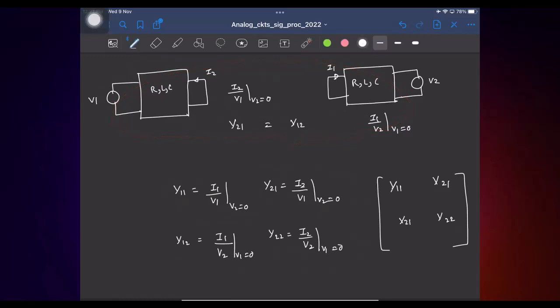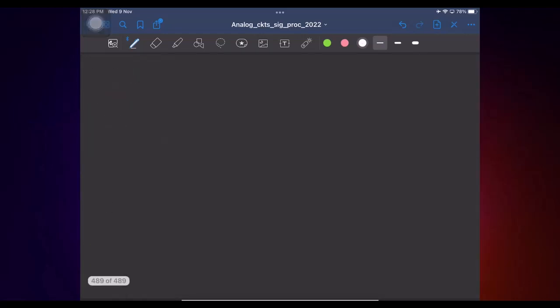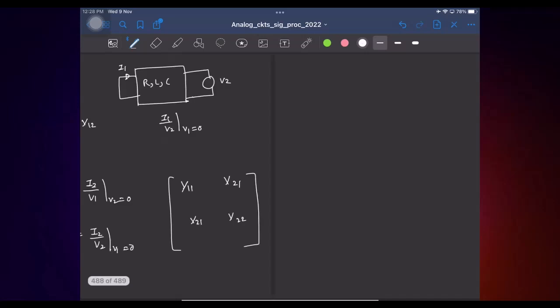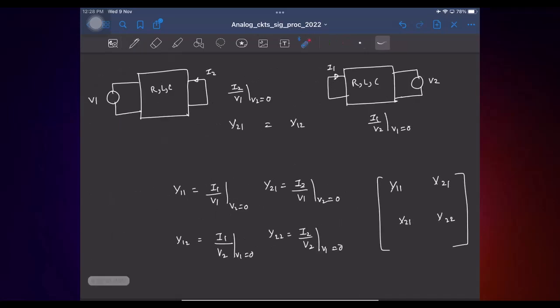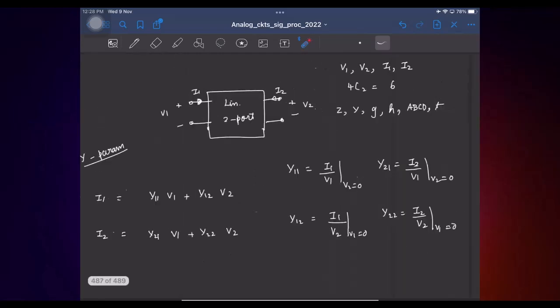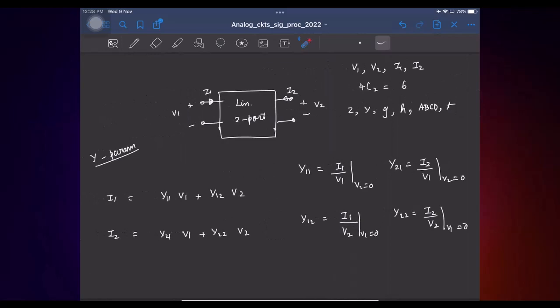Cool. So now this is all nice and good on paper, but let's say you go to lab and try to measure it. Okay. And by the way, why are these two-port networks useful? Why are you learning all these Y parameters, Z parameters? Okay. Can you elaborate a bit more? We can measure that.